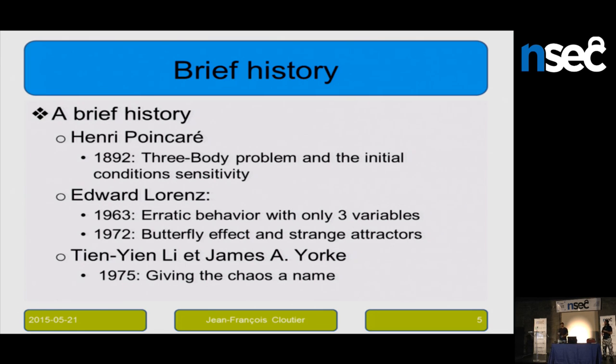Then it took almost 70 years for Edward Lorenz, in 63, to explicitly demonstrate that you could have a completely erratic, chaotic result with only three variables, which is quite small. Then almost 10 years later, he was able to explain why it was happening. It was because very small changes in the initial conditions will yield drastically different results. So that's the butterfly effect.